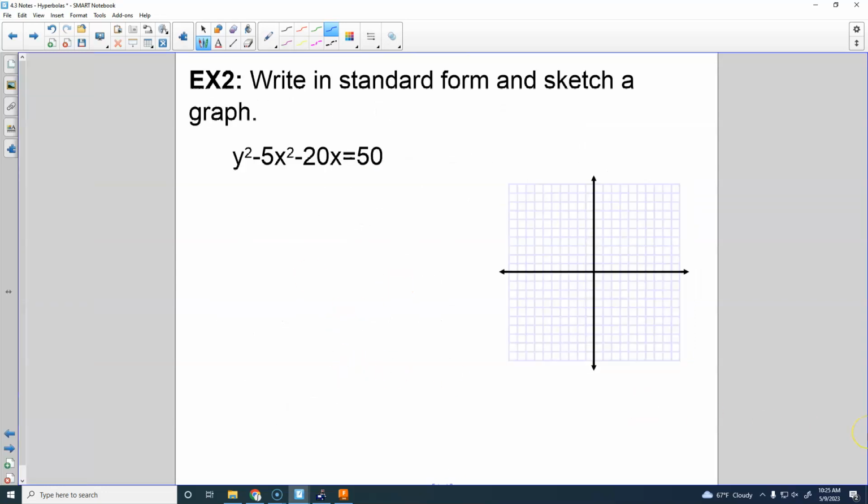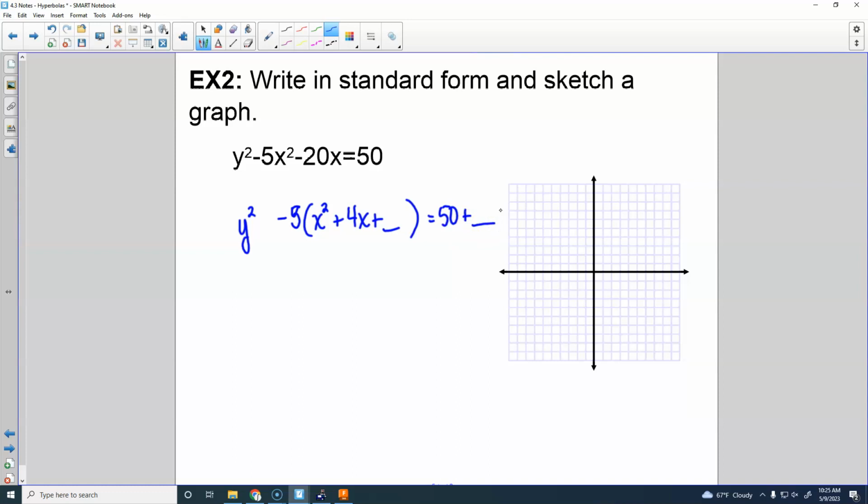And we'll be done. This one's a little tricky because it does not have any other y's, right? All we have is a y squared. So the y, we're not going to complete the square for the y. We are just going to factor out our negative 5, which will give us x squared plus 4x plus blank. And that's going to equal 50 plus blank.